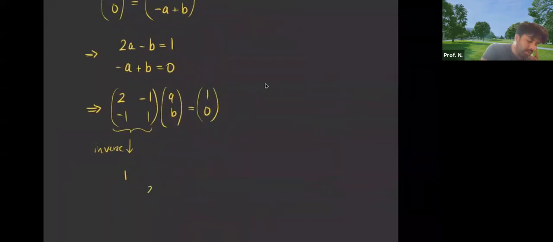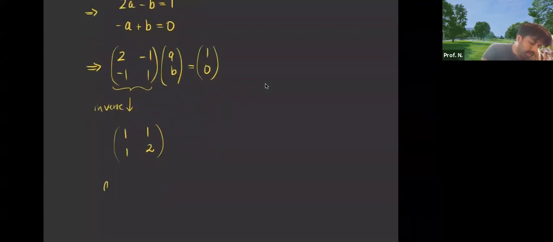You switch the diagonal entries, 1 and 2, and you negate the off-diagonal entries, the 1, 1 on this side. Then you multiply 2 by 1, which is 2, and 1 by negative 1, which is negative 1, and subtract, which gives positive 1. This would be 1 over 2 minus 1, which is 1. So this is the inverse.